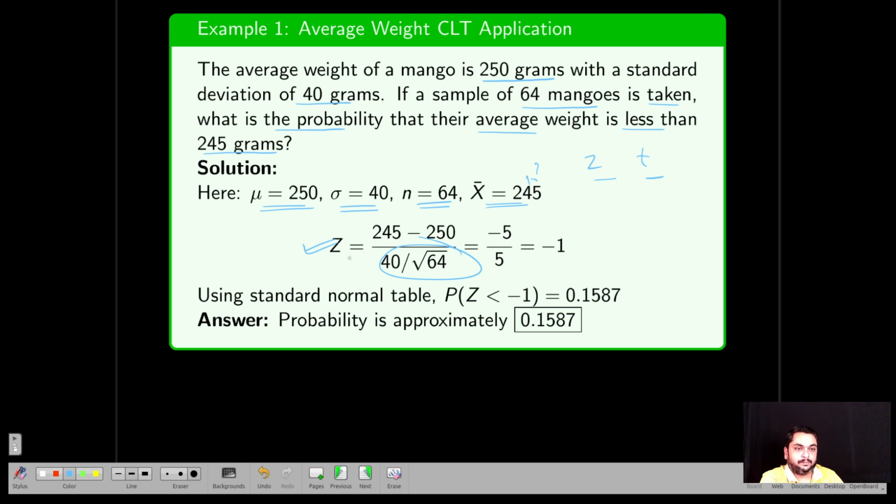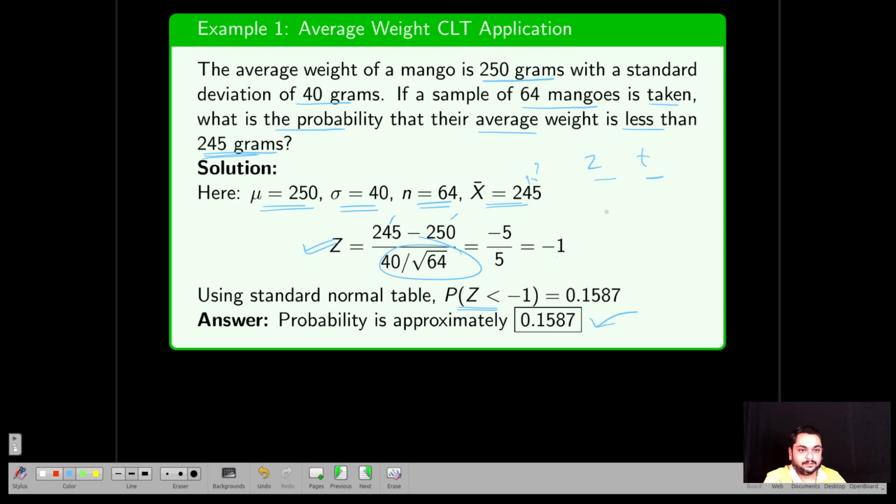So, the probability of the weight being less than 245 grams. For 245, that is x bar minus mu divided by this value, you will get it as -1. So using the z value, you calculate 0.1587. That is the probability that the average weight of the mango is less than 245 grams. Okay, this is the probability.